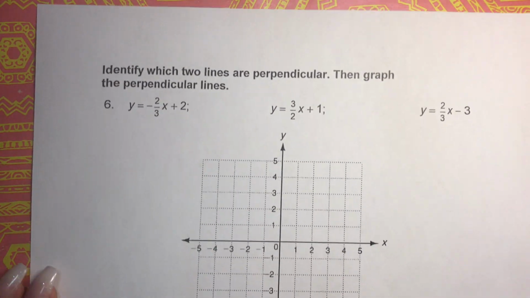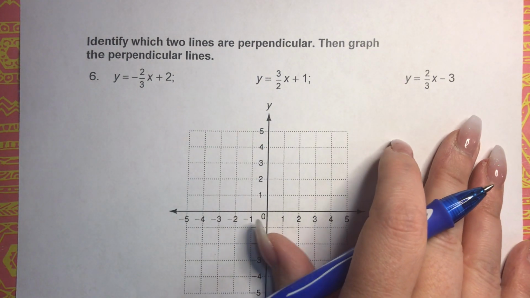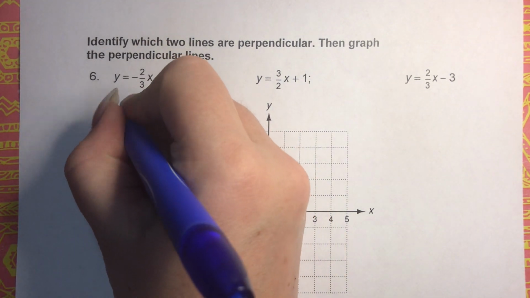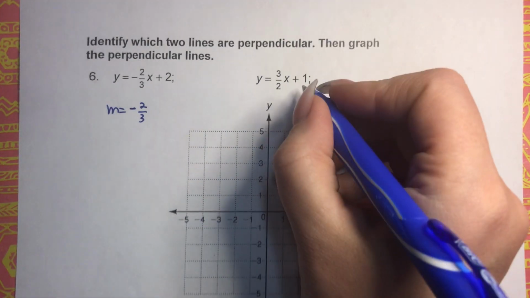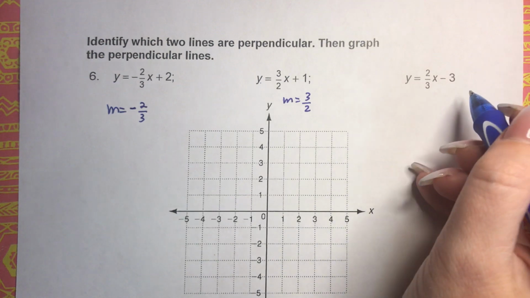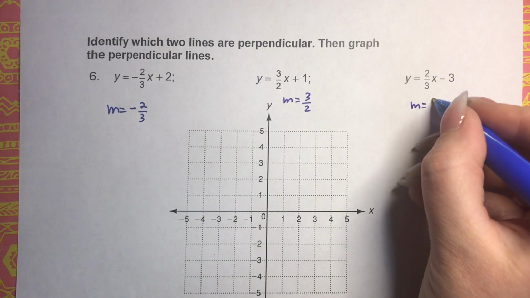So what do we have? We have this right here. Okay, so we just need to determine what lines are perpendicular. So we have the slope here. This is nice. It's already in slope-intercept form. So the slope is -2/3. What about the slope here? Is 3 over 2, right? Y equals mx plus b. And the slope here is equal to 2/3.